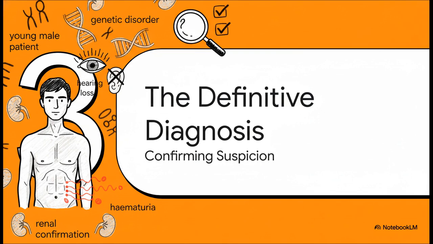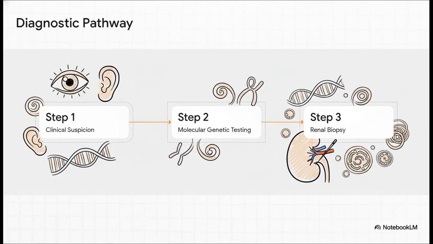So how do we actually lock in that diagnosis? The diagnostic journey starts with that clinical suspicion, which is really bolstered by the family history. Now, traditionally, a renal biopsy was the gold standard, but today, molecular genetic testing is often the first step because, well, it's non-invasive. That said, a biopsy gives you that definitive histopathological proof, and it can be absolutely crucial if the genetic tests come back inconclusive.